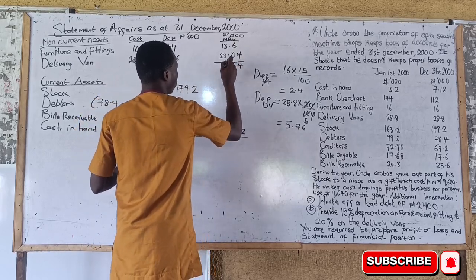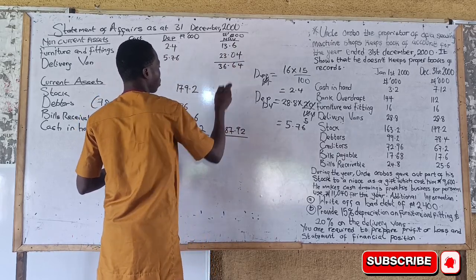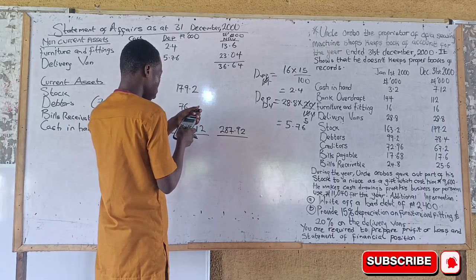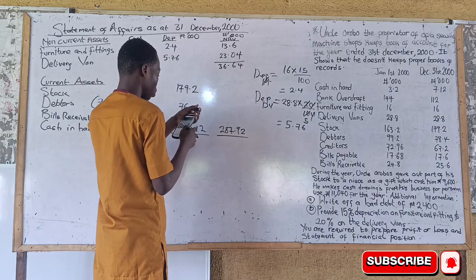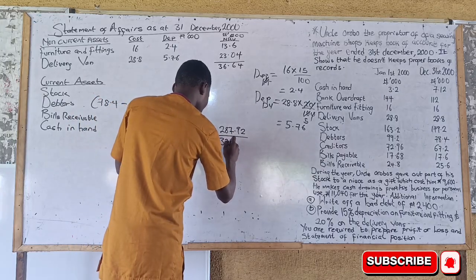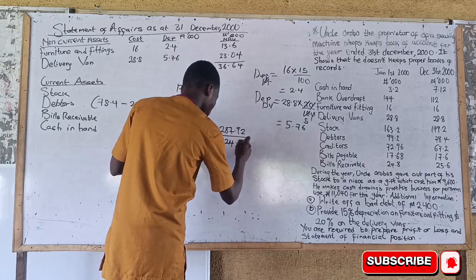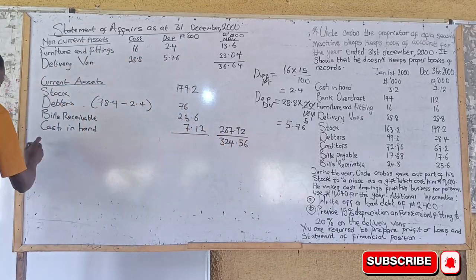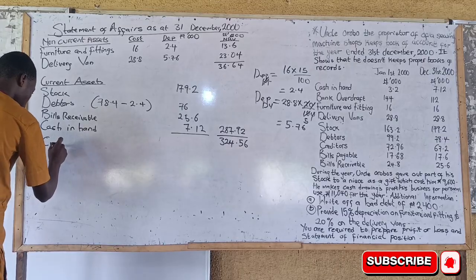Let's add this up also. Here we have 6, 4. We have 6, we have 3. So the overall is going to be plus 36.64. So we have 324.56 as our assets. Now let's write out the current liabilities.